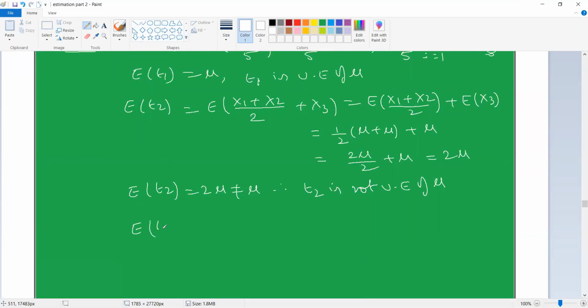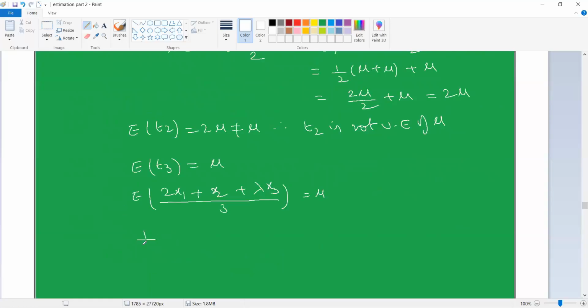T3 is an unbiased estimator of mu, so now we have to find the lambda value. Expectation of (2X1 plus X2 plus lambda X3) by 3 is equal to mu, as given in the problem. 1 by 3 is a constant. 2 into expectation of X1 is mu, expectation of X2 is equal to mu, and lambda times expectation of X3 is mu.